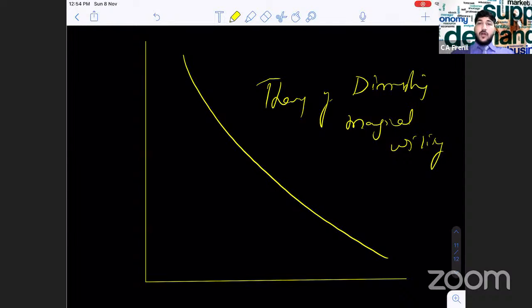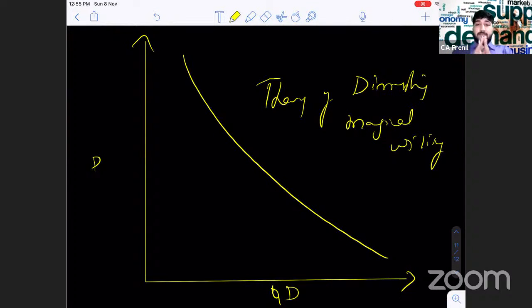See, what do you mean when I say the demand curve slopes downward to the right? It means that, with the x-axis being quantity demanded and the y-axis being price, when the price is coming down, correct, the quantity demanded is increasing, correct. That is what the demand curve says. And one of the reasons is what? Diminishing marginal utility.